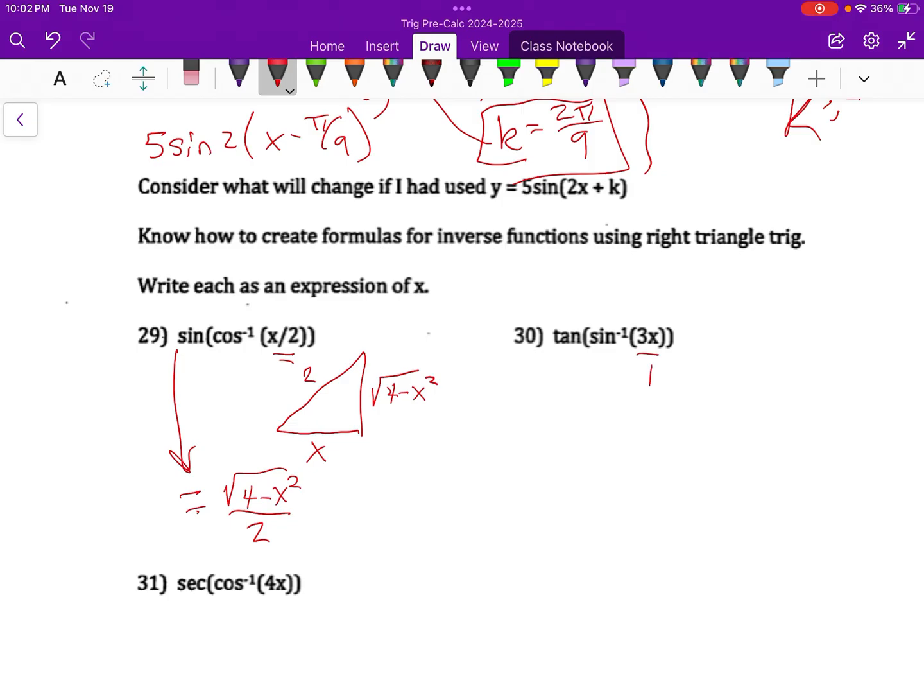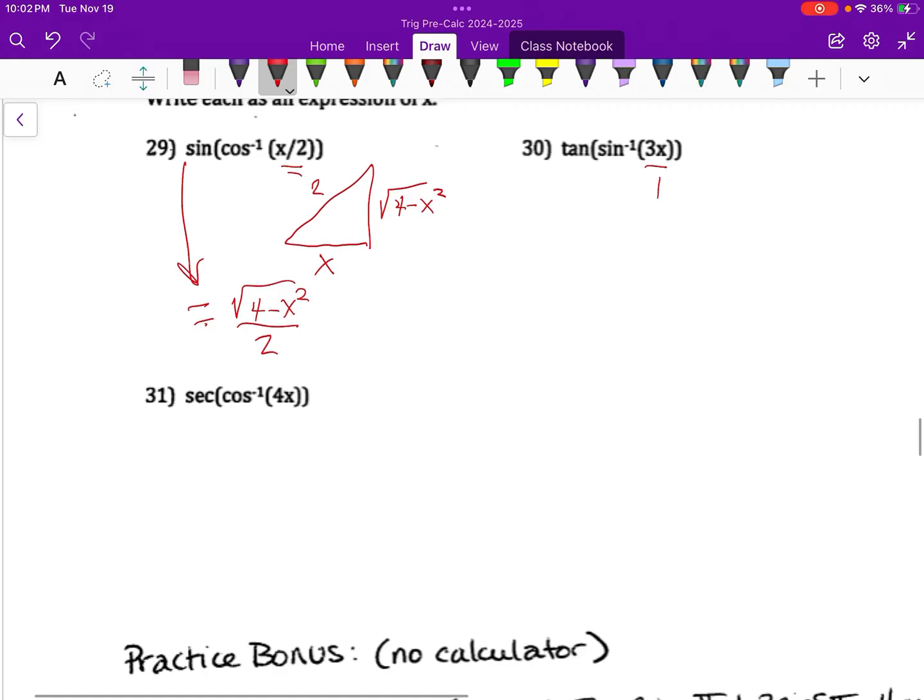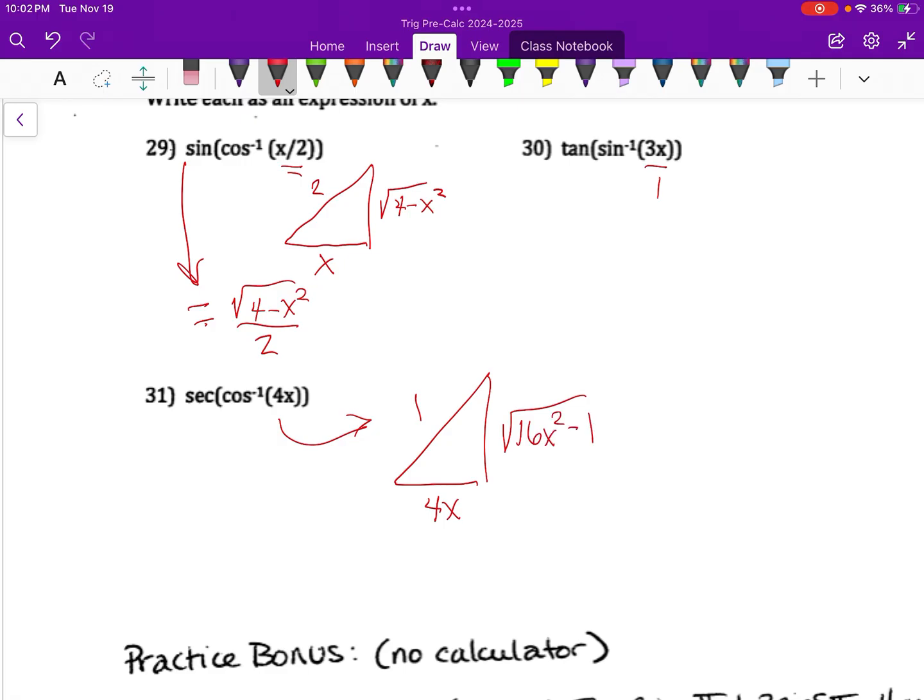Just keep in mind this one's over 1. And, ooh, a secant one. That one looks like fun. Let's try that. Drawing that one in the first quadrant, that'd be 4x here and 1 there, making this the square root of 16x squared minus 1. Oops, nope, that's backwards. It would be 1 minus 16x squared. And now I'm wondering if I did the other one wrong. No, I did that one right.